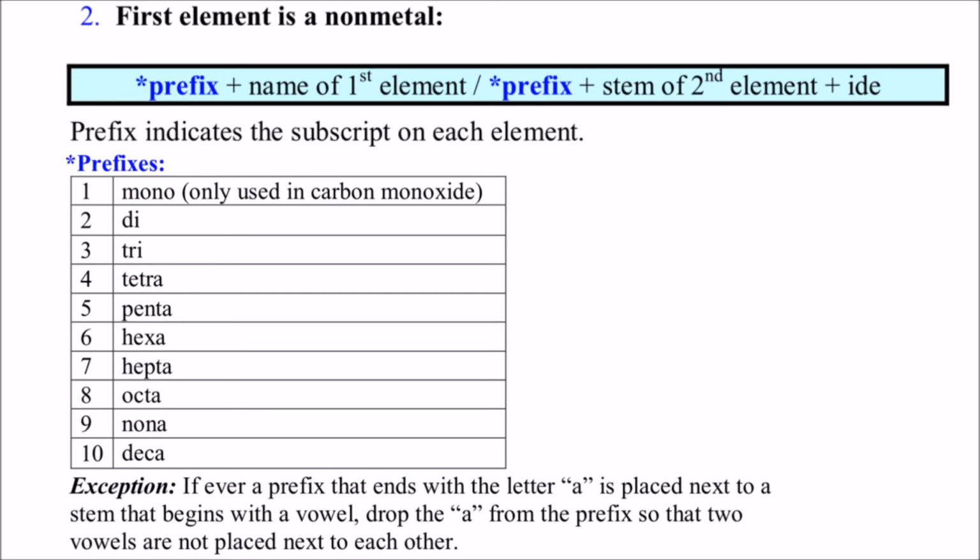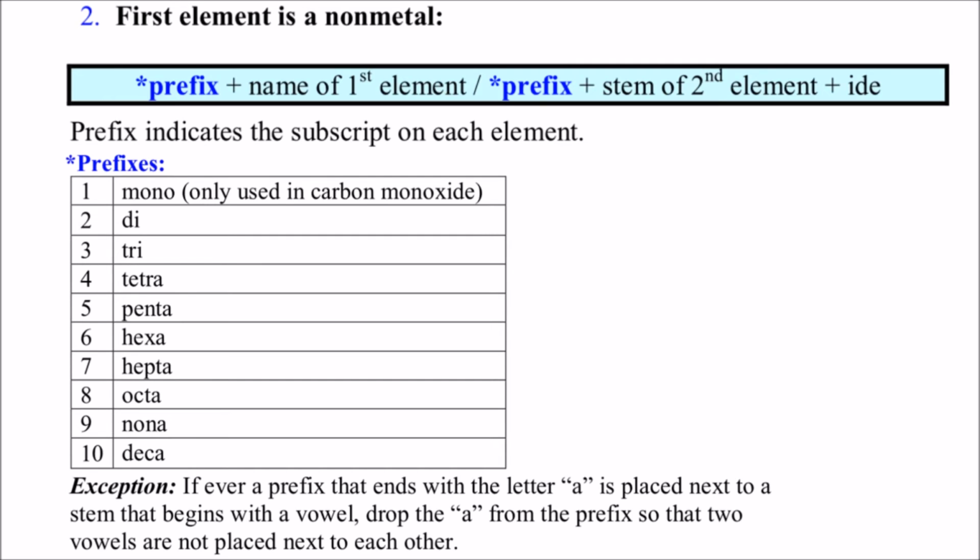Mono has a bit of a special rule. You only use it on the second element. You do not ever use it on the first. And I've included an example here of when you would see it, carbon monoxide. That doesn't mean that that's the only time you would ever see it. There could be other compounds out there, but when you do see it, it's only used on the second element, never the first.